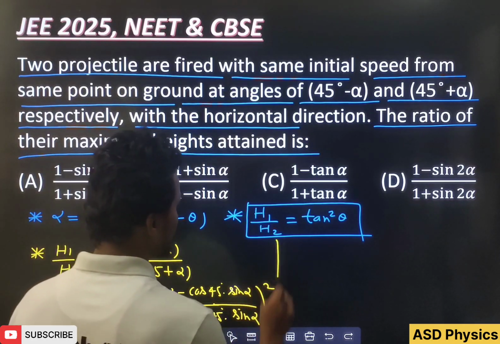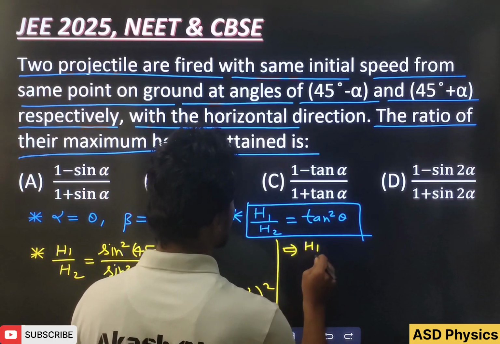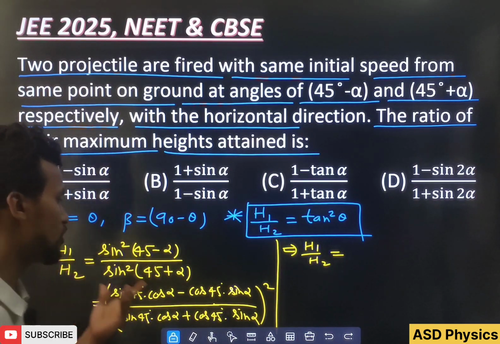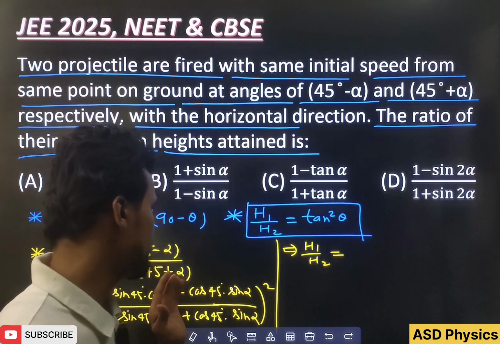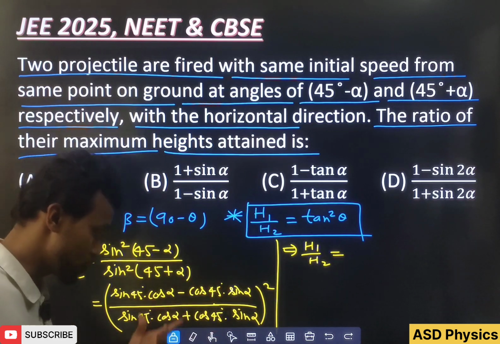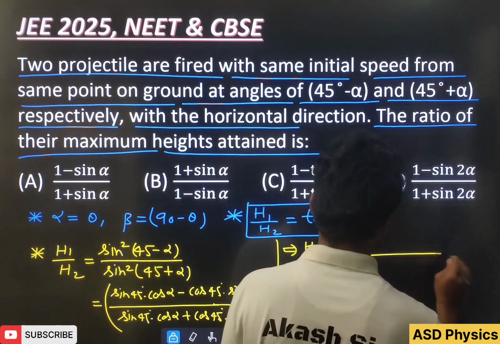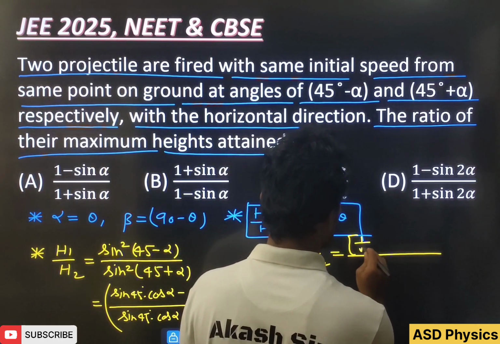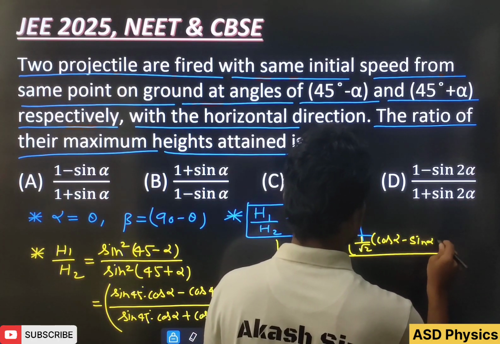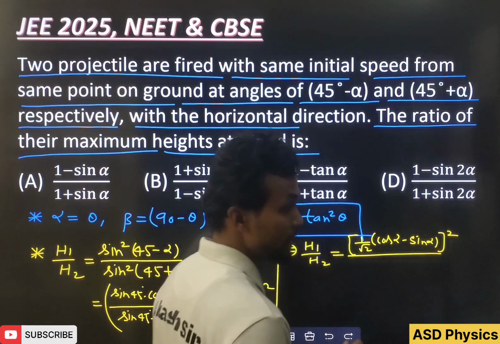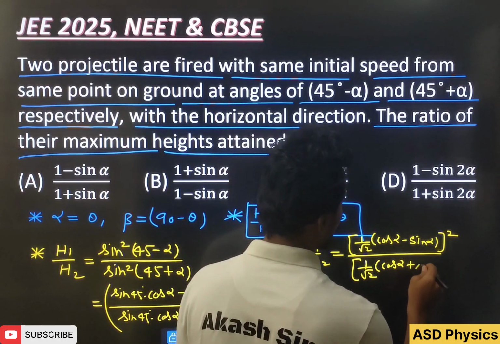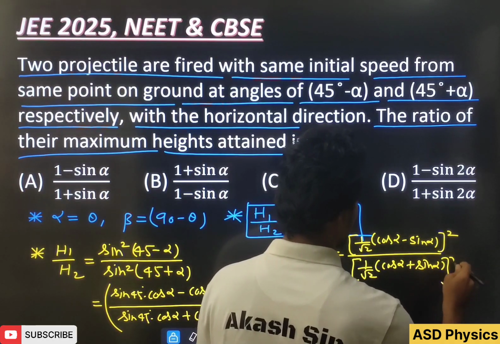After that, when we go further, we can write here h1 by h2. So here we can see very well the sin 45 value is how much? 1 by root 2, cos 45 value is also 1 by root 2. So I can write here cos alpha by root 2 minus sin alpha by root 2. Similarly here also. What can I write here? 1 by root 2, and here it will become cos alpha minus sin alpha whole square. Similarly here also, take 1 by root 2 (cos alpha plus sin alpha) whole square.